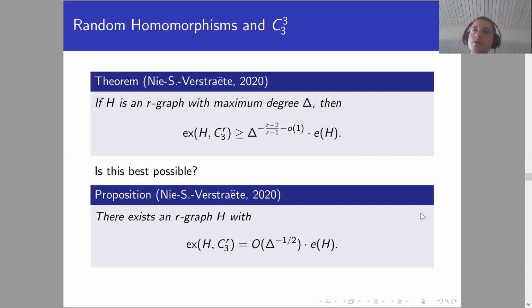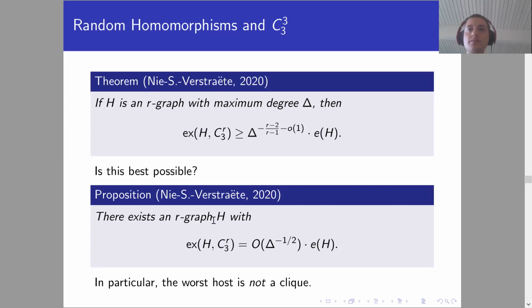An important thing I'll note with this result is that the host that we take here is not the clique. If you take the clique, you'll get a much weaker bound than what we have here. So this shows that this conjecture of Füredi, Pyber, and Grigorevich does not hold for hypergraphs. In other words, there are families of hypergraphs, in particular triangles with large uniformity, where the worst host is not the clique.